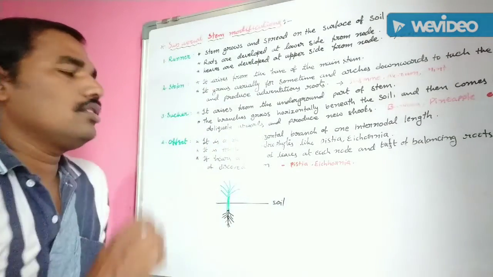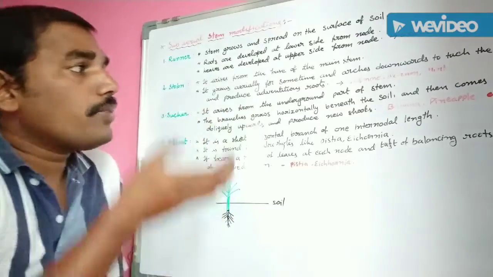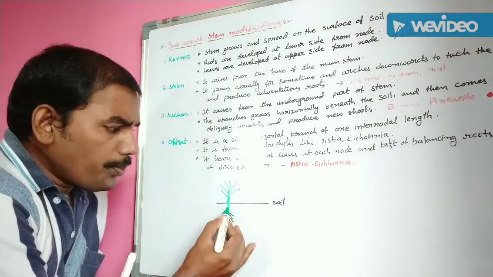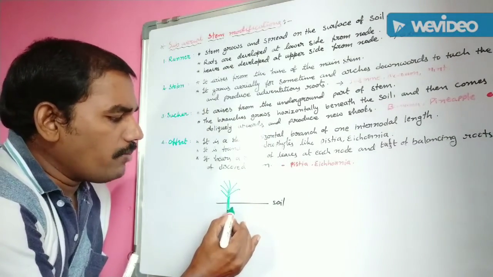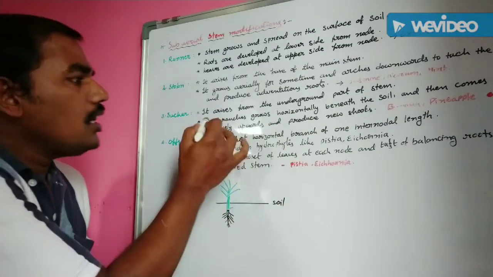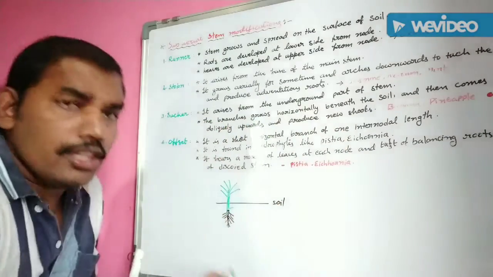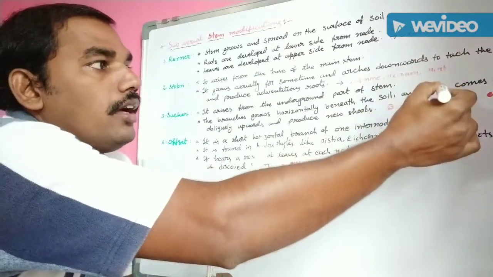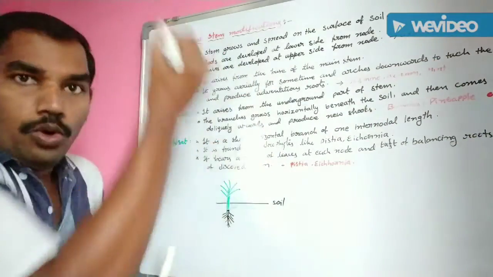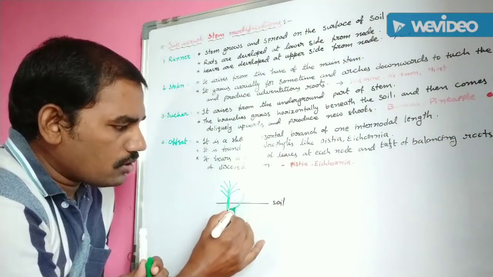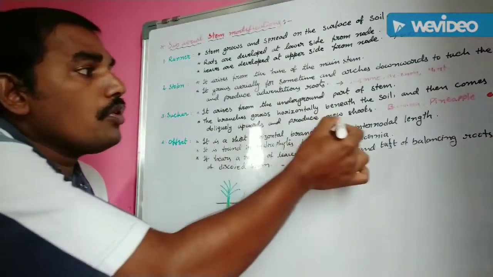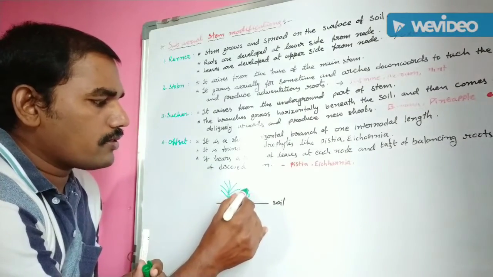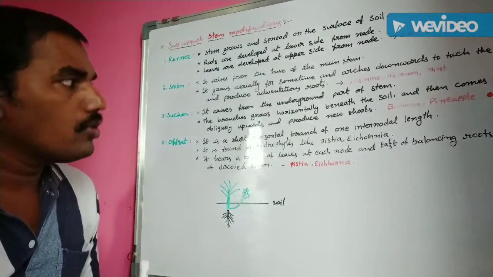Next one, sucker. Sucker means it arises from the underground part of the stem. That means the underground part of the stem gives rise to lateral branches. These branches grow horizontally beneath the soil, and then come out obliquely upwards, and new shoots are produced from this.